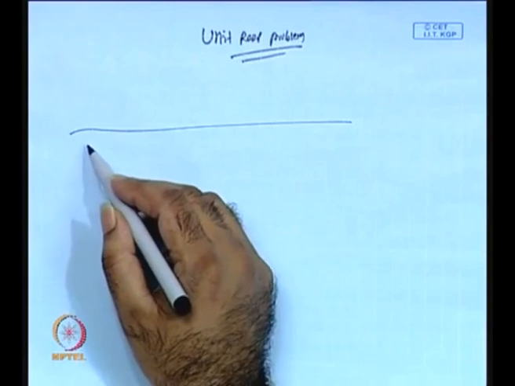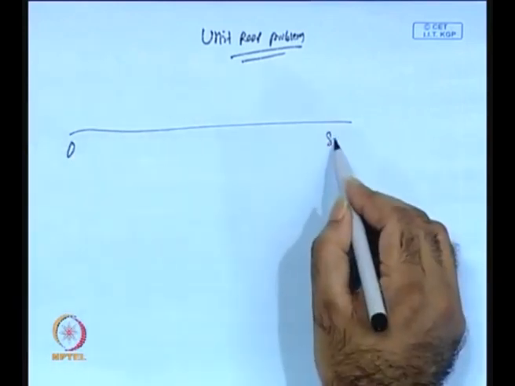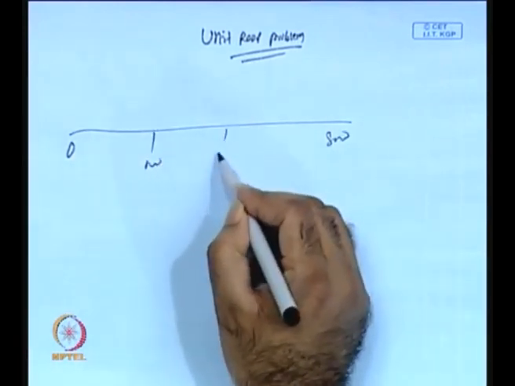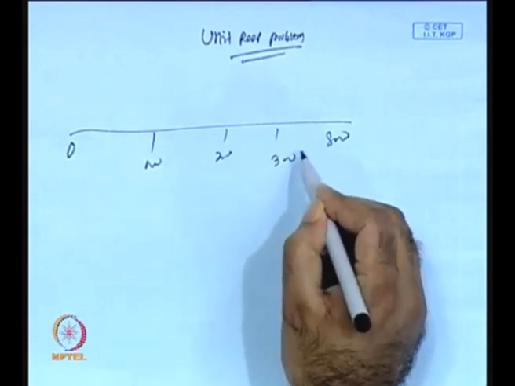Now what is meant by stationarity? In a statistical framework, stationarity means constant mean, constant variance and constant covariance. For instance, we have a timeline this way. Let us say 0 to 500, so 0 to 100, 0 to 200, 0 to 300 like this.